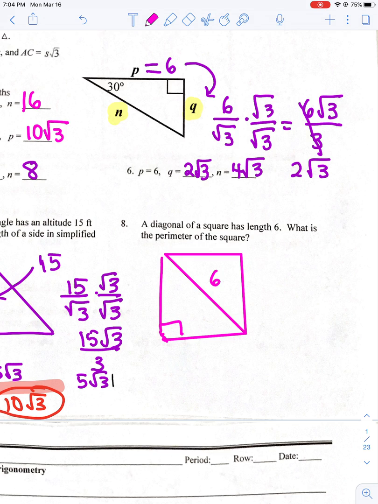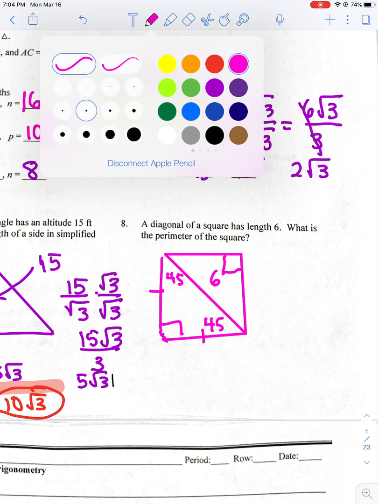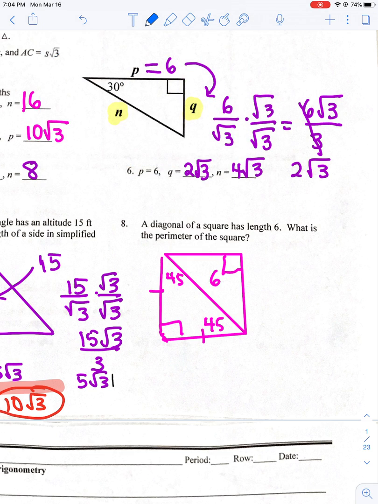Okay, so if we remember, a square is composed of 2 isosceles right triangles. So you have a right triangle here, a right triangle there, which if these sides are equal, we therefore have this is 45 and this is 45. So we know the length of the hypotenuse of the 45, 45, 90 triangle, and we are trying to go backwards, and I'm going to go ahead and switch colors.